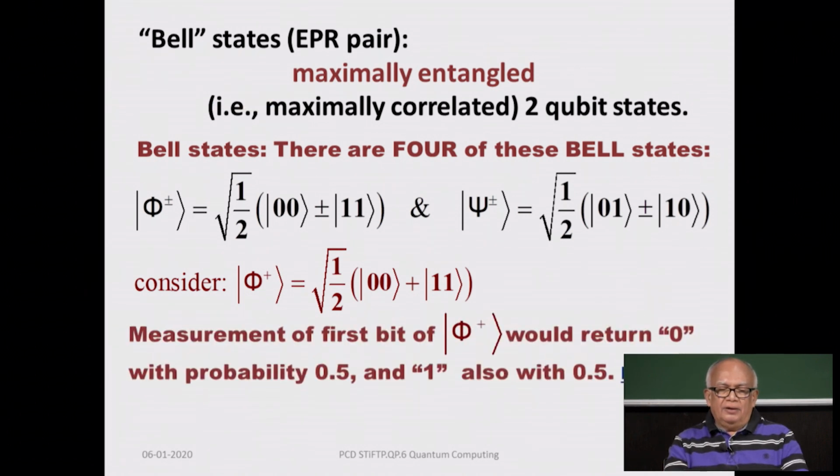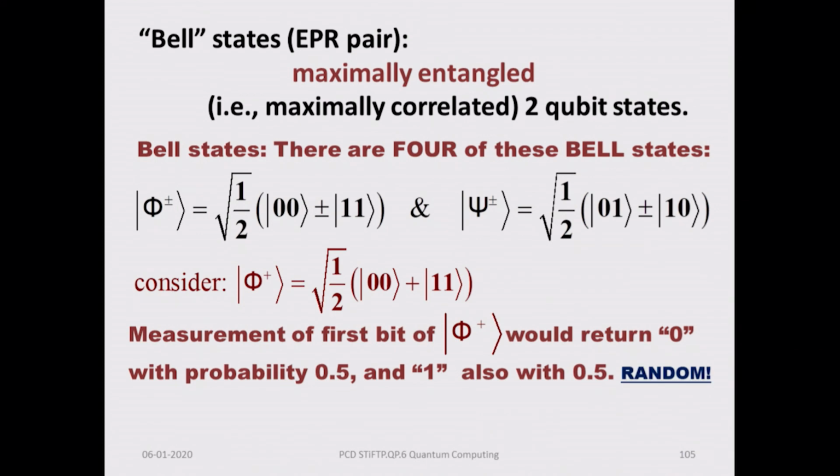And you consider a measurement of the first bit of phi plus. Okay? And you will get 0, right? What is the probability of getting this result? It is the square of 1 over root 2. So the probability is half, 0.5. Okay? The probability of getting 1 is also the same. So it is random. Okay?